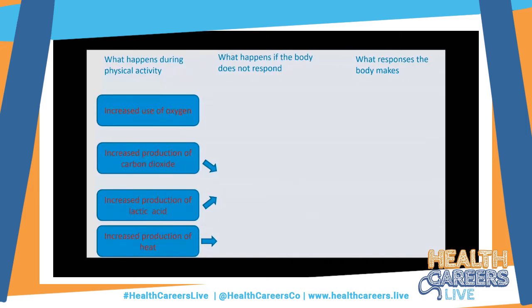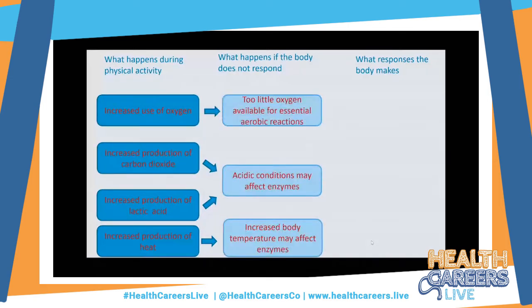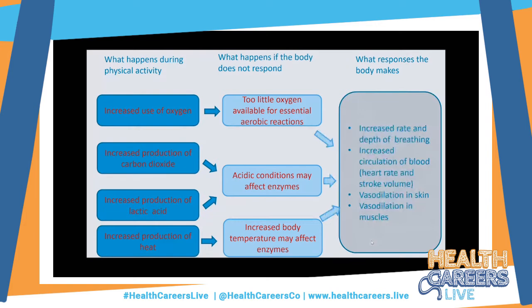So if you have an increased use of oxygen, then your body's going to be in trouble if it doesn't respond and compensate. So if you have too little oxygen available for essential aerobic reactions, you're in trouble. If you have increased production of carbon dioxide and increased production of lactic acid, the acidic conditions could affect your enzymes. And if you have increased production of heat and you don't compensate for it, then you'll have increased body temperature, which again could affect your enzymes.